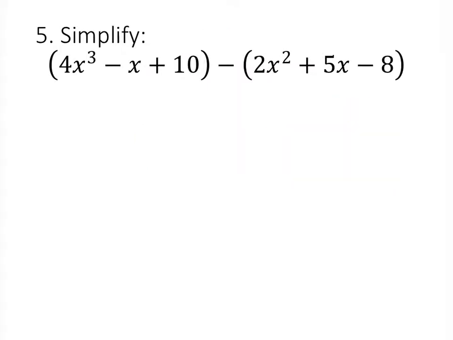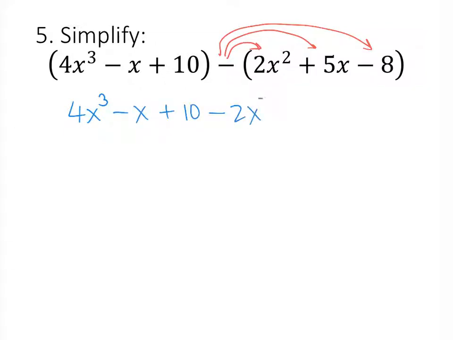For this last problem, we will need to simplify a difference of two polynomials. So the first thing that we need to do is distribute the negative through the second polynomial. This is similar to the first problem that we talked about where we had to distribute the parentheses as our first step. So we're going to take this minus sign and distribute it across everything in this second set of parentheses. We don't really need the parentheses around the first polynomial, so I'll drop them. 4x cubed minus x plus 10 minus 2x squared minus 5x, and then minus 8 is plus 8.